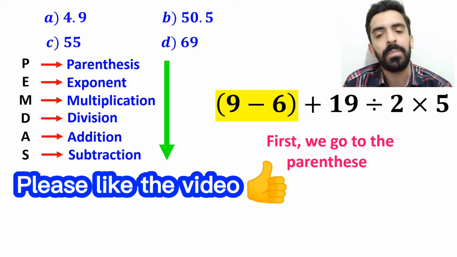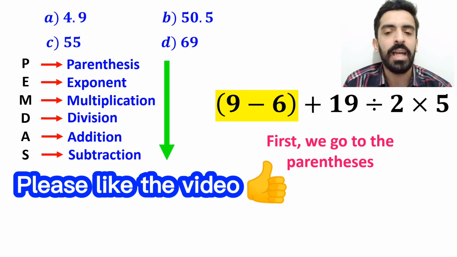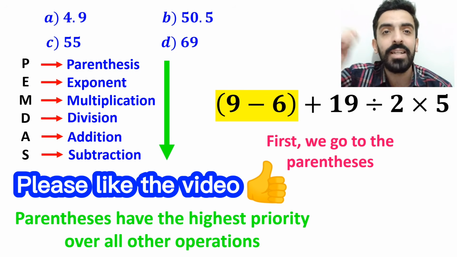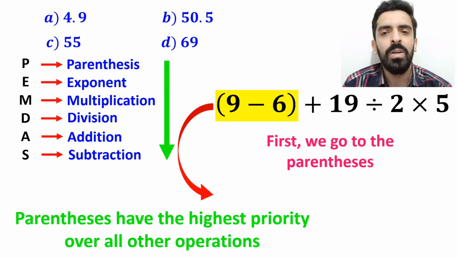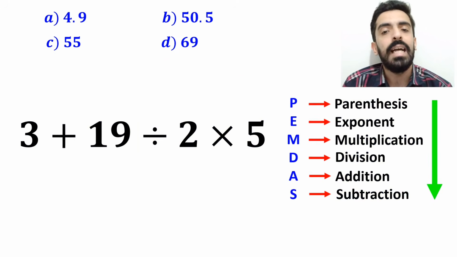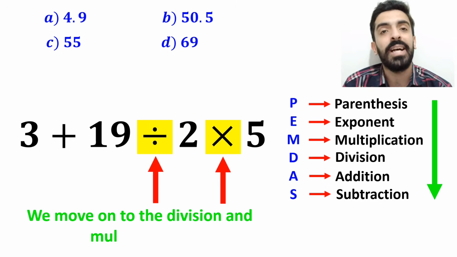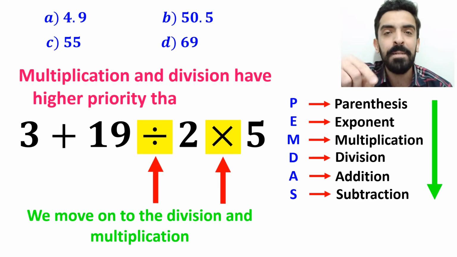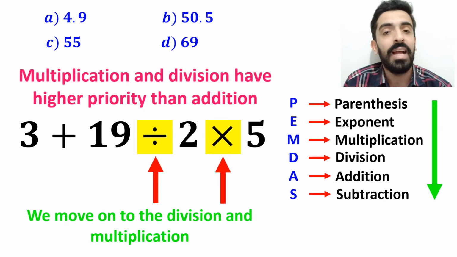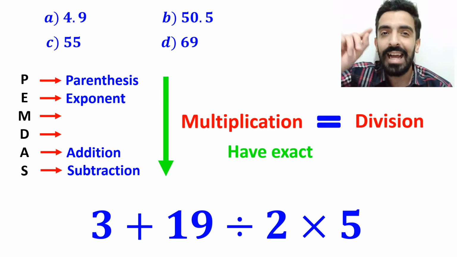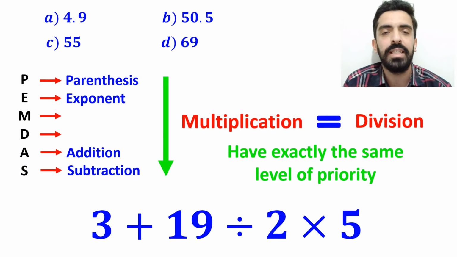Okay, first we go for the parentheses, because according to the PEMDAS rule, parentheses have the highest priority over all other operations. So, we can write this expression as 3 + 19 ÷ 2 × 5. In the next step, we move on to the division and multiplication, because multiplication and division have higher priority than addition. However, it's very important to note that multiplication and division have exactly the same level of priority.